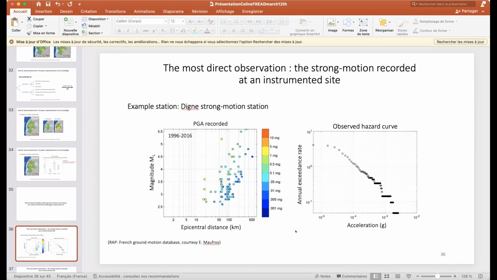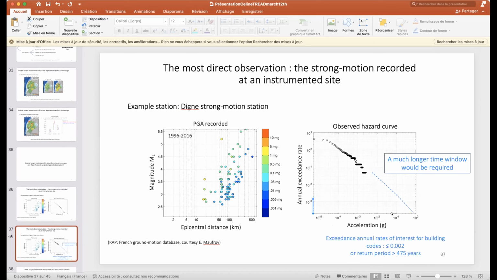From this data set, it's possible to build an empirical hazard curve, with annual exceedance rates versus acceleration levels. With a 20 year time window, the lowest annual rate that you can get is 0.05 per year. The annual rates of interest for seismic design and building codes are much lower. They are usually lower or equal to 0.002, which is the inverse of 475 years.